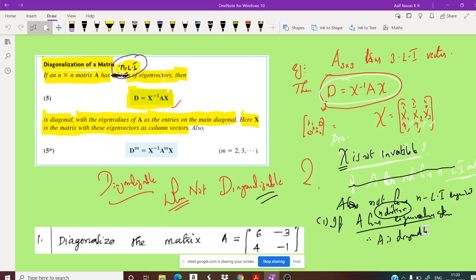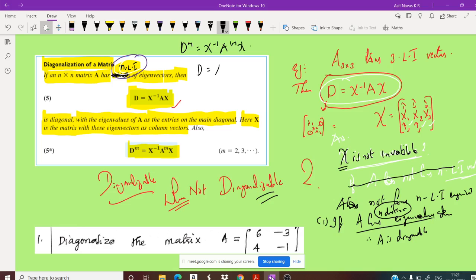Okay, while doing problems we will understand. And one more thing: if A is diagonalizable, we have D raised to m must be equal to X inverse A raised to m X. So that is very easy to check.